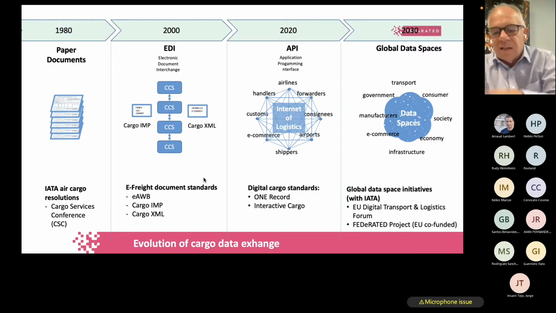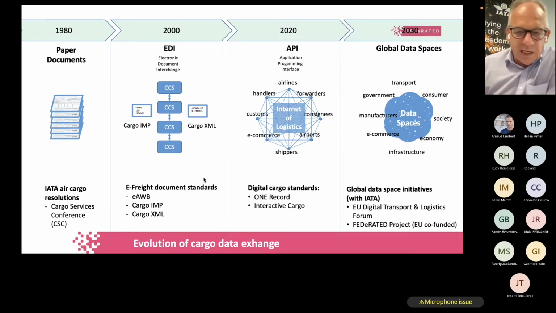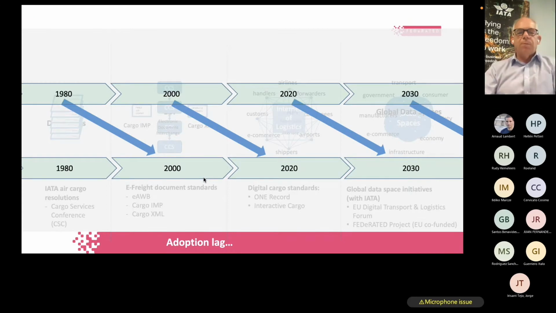And I put here, as I said, I use this slide for other purposes. I put the Federated project in here because for me, that's really what we're doing here: building a data space. Okay, so there is one little snag with this story, and that's that it takes an awful long time for our industry, and when I say our industry, I mean the logistics and transport industry across the board, regardless of the mode of transport.